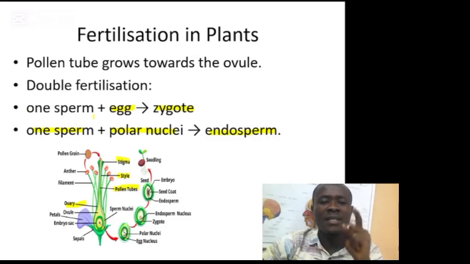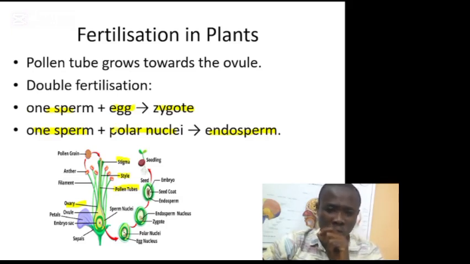Now the zygote, since the sperm cell is having one set of chromosome and the egg is having one set of chromosome, the zygote is diploid. Di means two. That means the zygote is having two sets of chromosome. And in here we have one sperm cell having one set of chromosome, and we have two polar nucleus. That's why we call it polar nuclei. Nuclei is the plural form of a nucleus. And the polar nuclei is having two sets of chromosome.